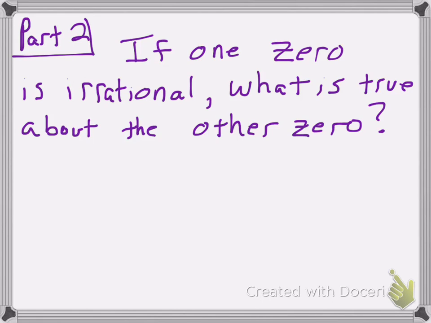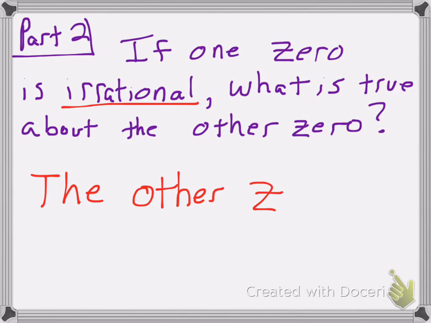Guys, I've said time and time again, if one zero is blue, the other one's blue. If one zero is red, the other one is red. Whatever one zero is, the other zero is the exact same thing. So if one zero is irrational, what is true about the other one? The other zero is irrational. It's not a trick question.